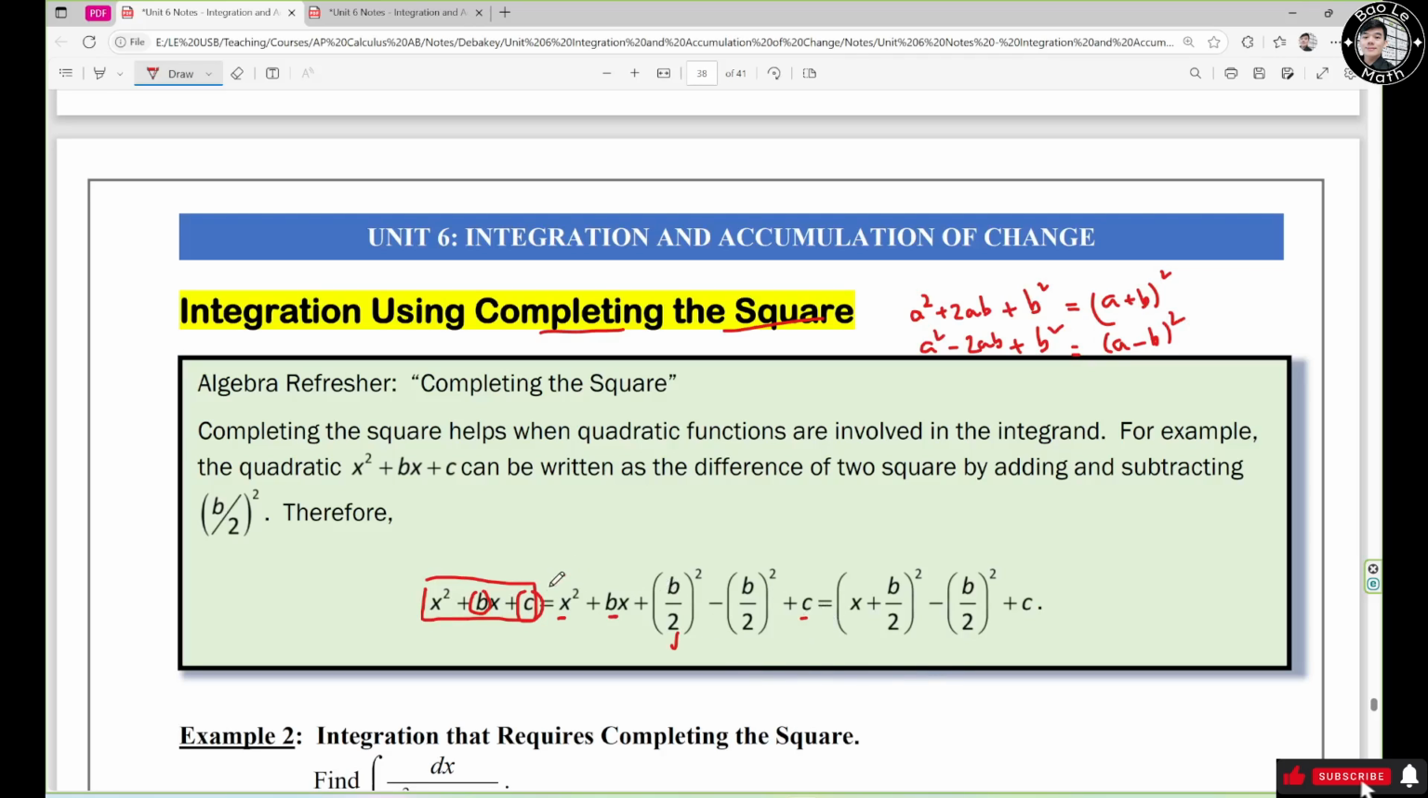Now I combine the first 3 terms right here. This is actually a complete square. s squared, I just write as s, and b over 2 squared, I just write b over 2, and then I put the parentheses outside and square the whole thing. Now this one right here, I just rewrite it. I can simplify this one, since it comes to a number, you can simplify.